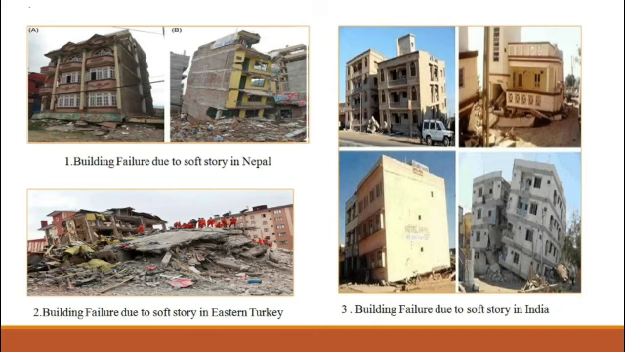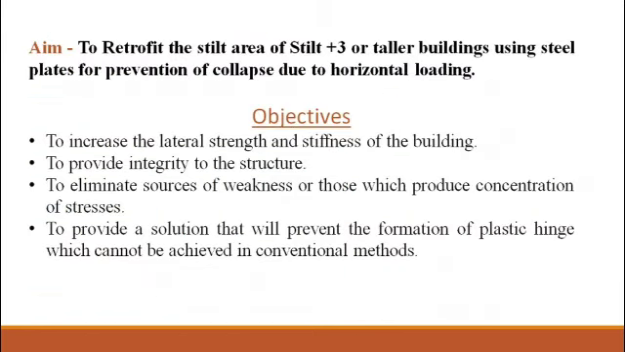Here is a list of some earthquakes all over the globe in which a large amount of human life was lost due to the soft story collapse. Now, the aim of our project is to retrofit the stilt area of stilt plus 3 or taller buildings using steel plates for prevention of collapse due to horizontal loading.